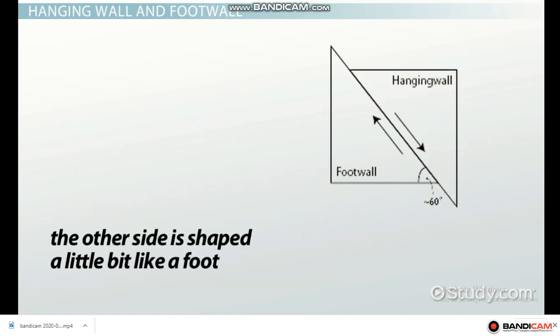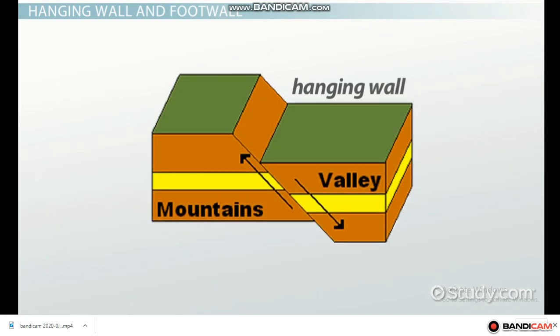The other side is shaped a little bit like a foot. We call that the foot wall. The hanging wall slides down the foot wall. In this picture of a normal fault, the valley is the hanging wall and the mountain is the foot wall.